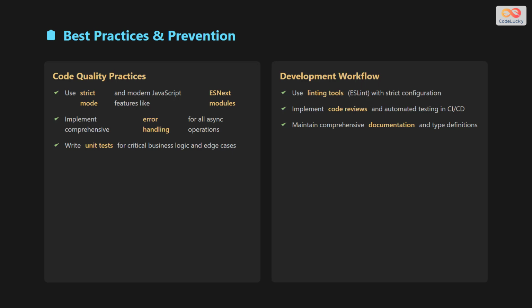Let's summarize some best practices. For code quality, use strict mode and modern JavaScript features like ESNext modules. Always have comprehensive error handling for asynchronous operations, and write unit tests for all the critical parts of your code. For development workflow, always use linting tools like ESLint with strict configuration. Always have code reviews and automated testing in continuous integration and continuous delivery. And maintain comprehensive documentation and type definitions for your project. By following these best practices, you can write more robust, maintainable, and high-quality JavaScript code.